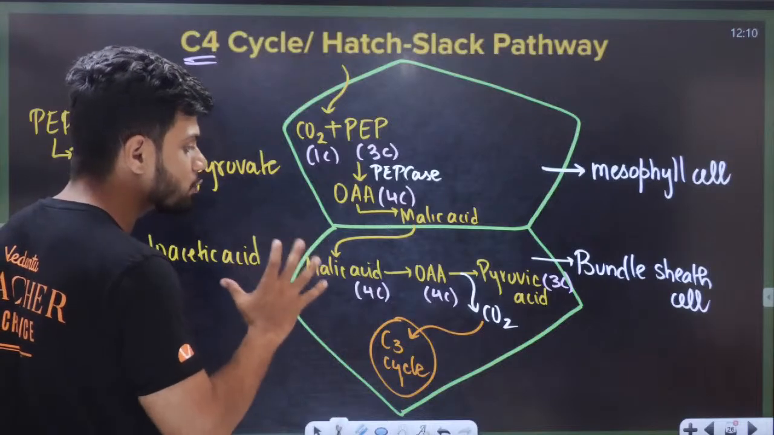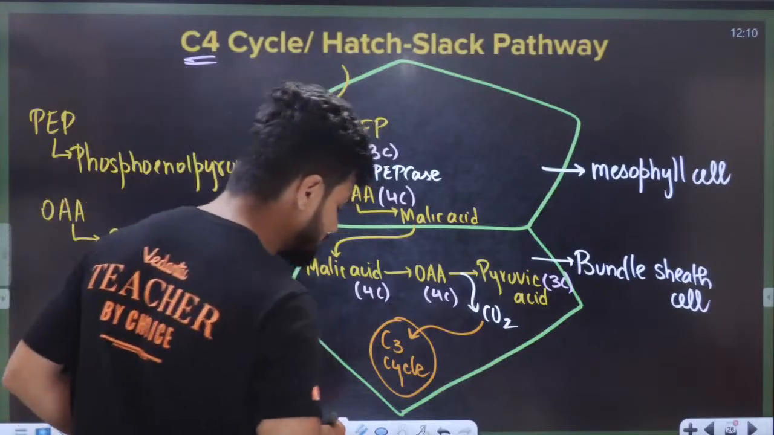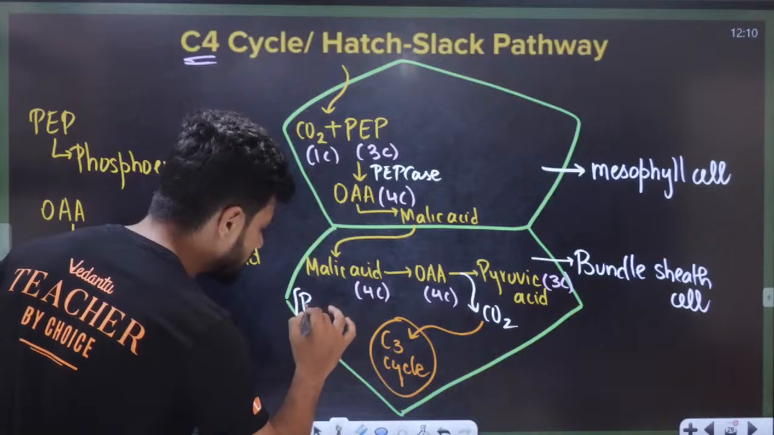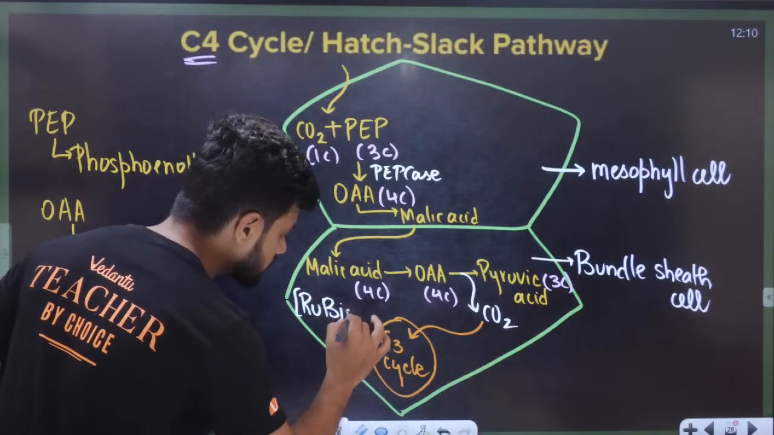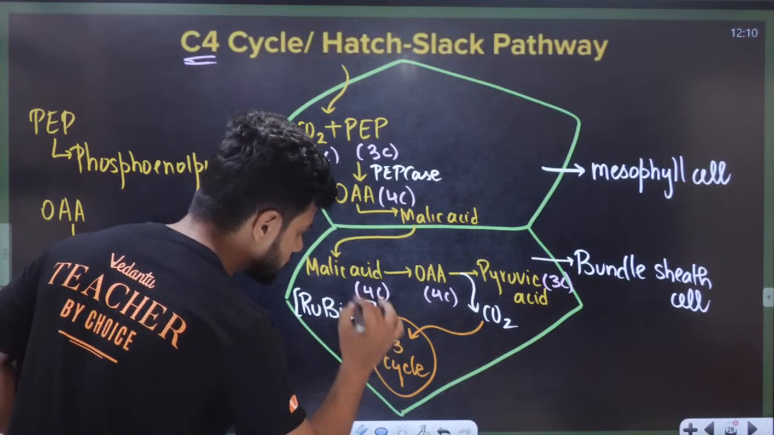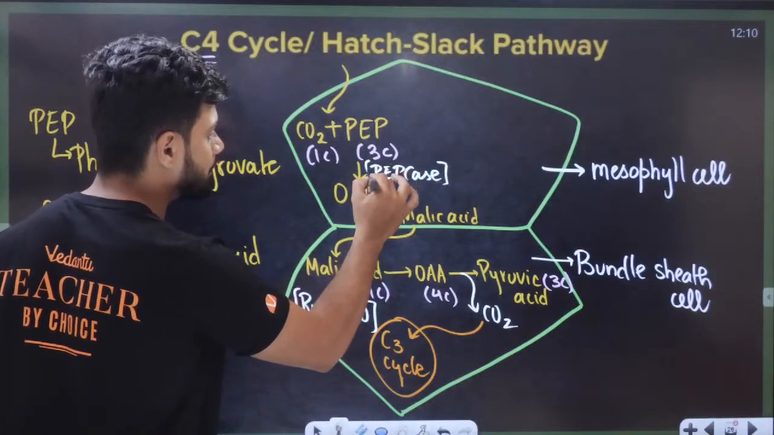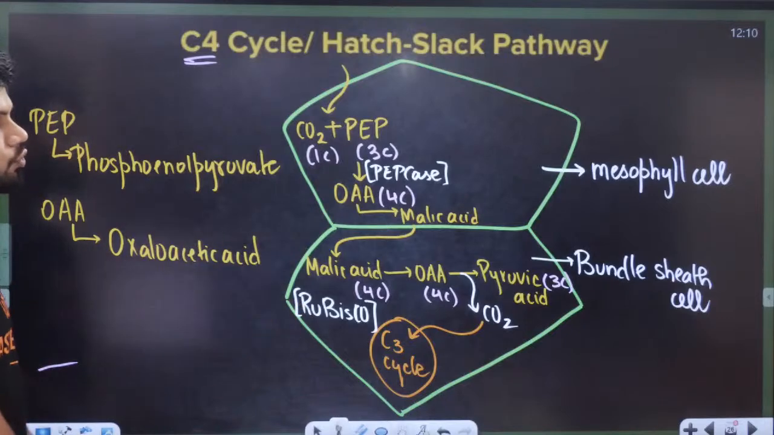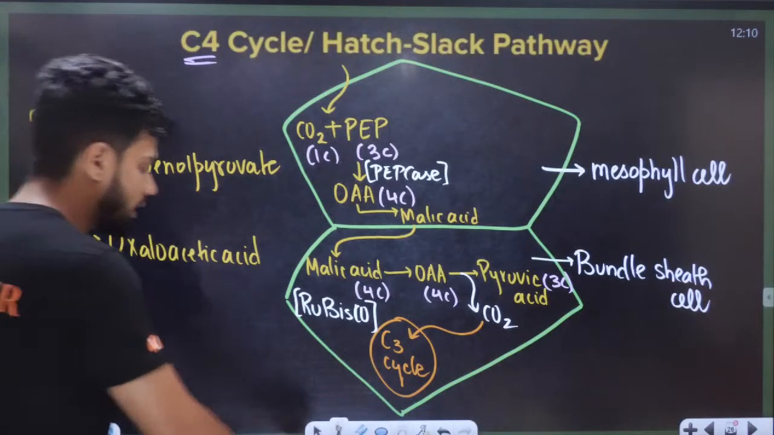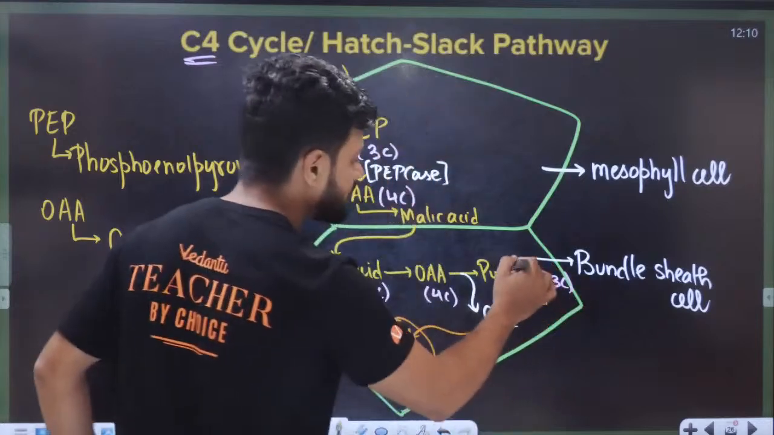Now, if the C3 cycle is taking place here, do we need the Rubisco enzyme? Yes, sir, we need the Rubisco enzyme, and that is why Rubisco enzyme is present here. Rubisco enzyme is absent in the mesophyll, where we have PEPcase enzyme. Here in the bundle sheath we have Rubisco enzyme.